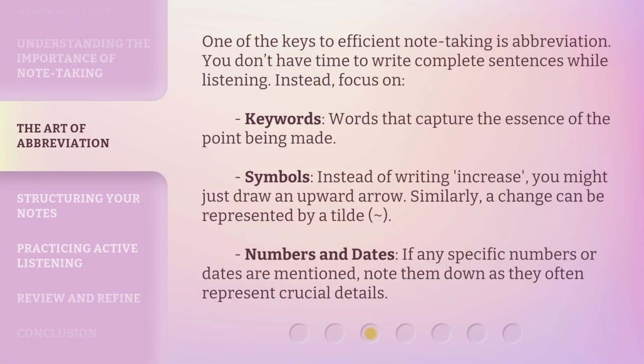One of the keys to efficient note-taking is abbreviation. You don't have time to write complete sentences while listening. Instead, focus on keywords, words that capture the essence of the point being made. Symbols. Instead of writing increase, you might just draw an upward arrow. Similarly, a change can be represented by a tilde. Numbers and dates. If any specific numbers or dates are mentioned, note them down as they often represent crucial details.